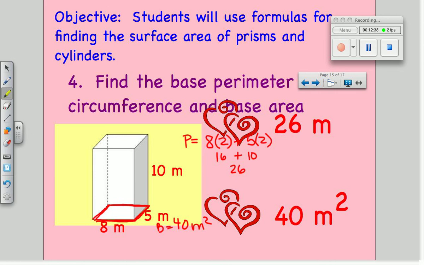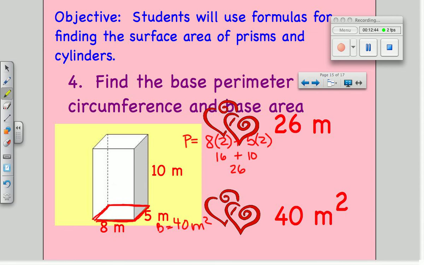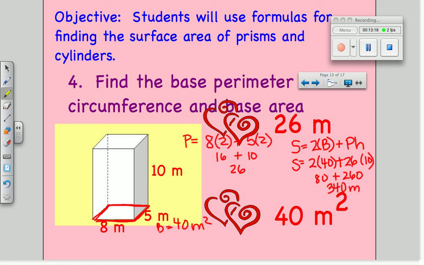Now let's find the surface area of this. So the surface area is 2 times the base, because I have 2 of the same base, plus the perimeter times the height. So the base area was 40 meters squared, 40. The perimeter was 26. And the height is 10. 2 times 40 is 80. 26 times 10 is 260. Add them together, we get 340 meters squared is the surface area.